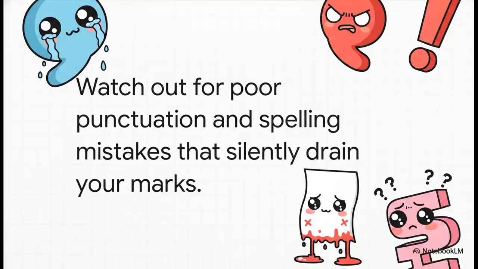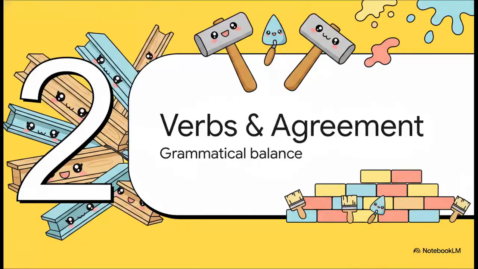I mean, a single missing comma can completely alter the meaning of your sentence. Poor punctuation and spelling will silently drain your total marks before the examiner even has a chance to properly assess the quality of your actual arguments. It's entirely preventable, but highly penalized. Let's move to Section 2 and see how this builds.